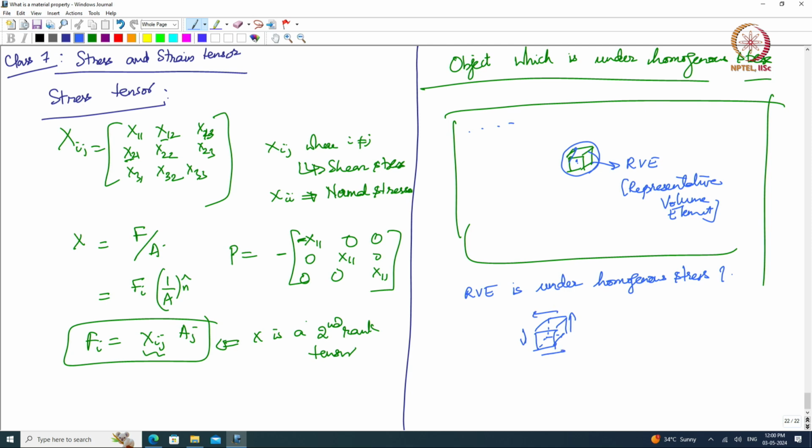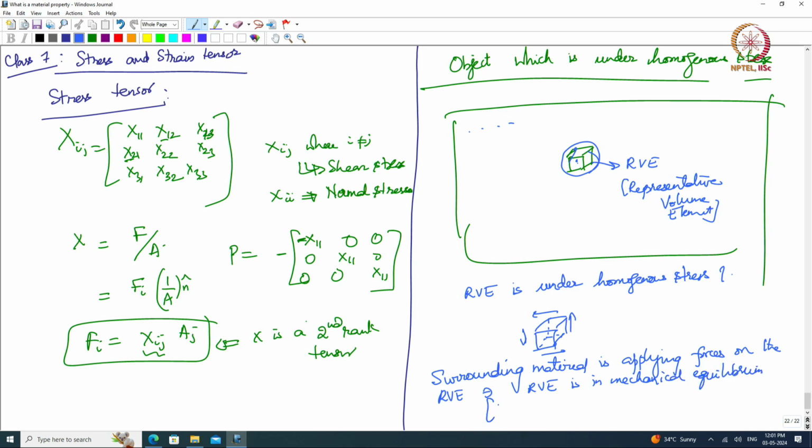It is applying forces such that the surrounding material is applying forces on the RVE such that the RVE is in mechanical equilibrium. RVE is not moving, right, it is a rigid body, it is right there, it is neither rotating nor moving around, right. So, it is in some sort of a mechanical equilibrium. There is no flow in the system.